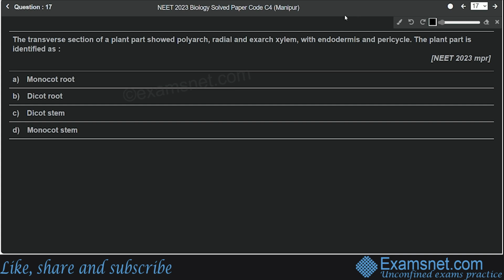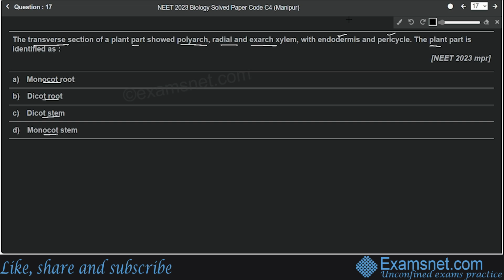Question number 17 is from the chapter Anatomy of Flowering Plants, and the question is: the transverse section of a plant part showed polyarch, radial and exarch system with endodermis and pericycle. The plant part is identified as, options are monocot root, dicot stem and monocot stem.